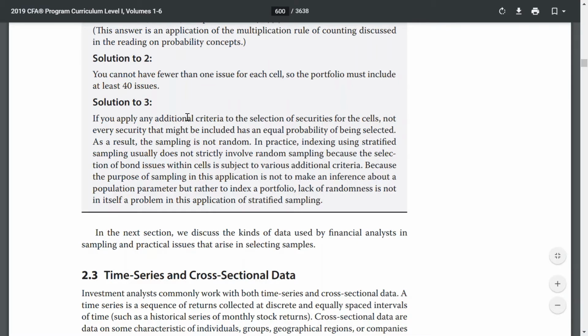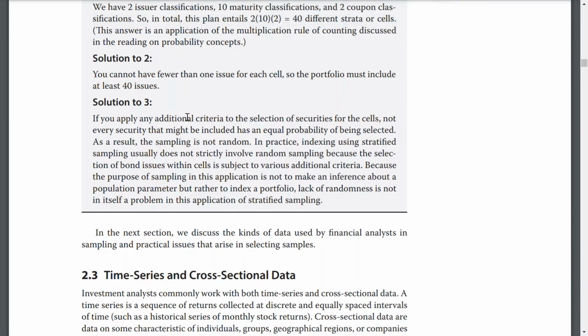Okay, you cannot have fewer than 1 issue for each cell, so the portfolio must include at least 40 issues. Solution to 3, if you apply any additional criteria to the selection of securities for the cell, not every security that might be included has an equal probability of being selected. As a result, the sampling is not random.